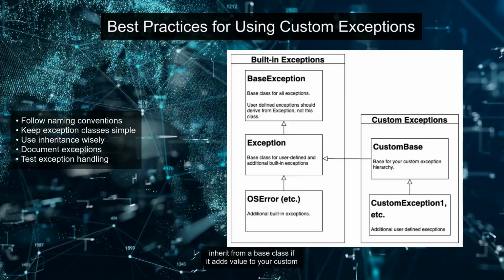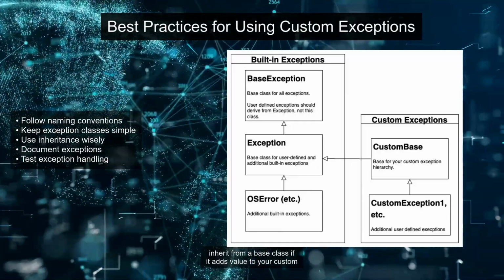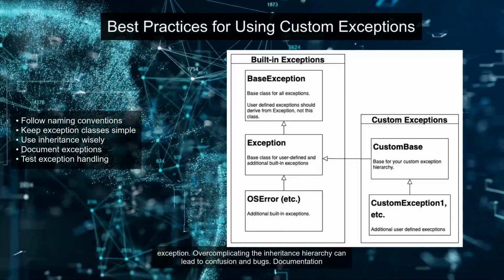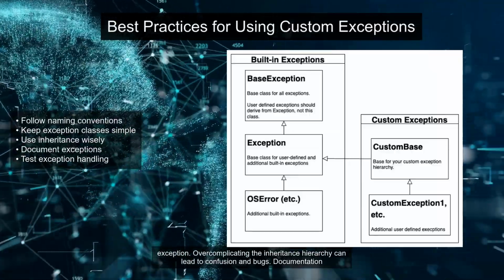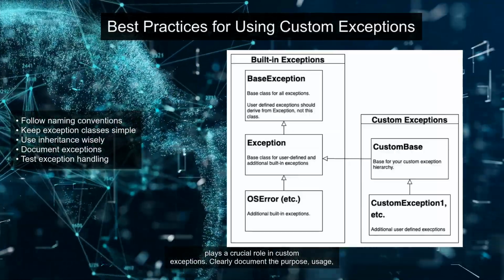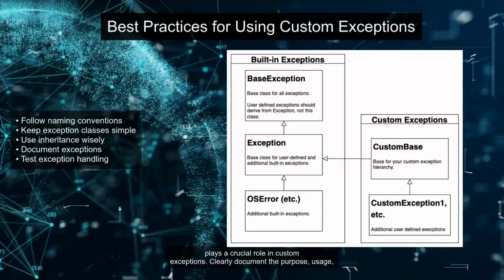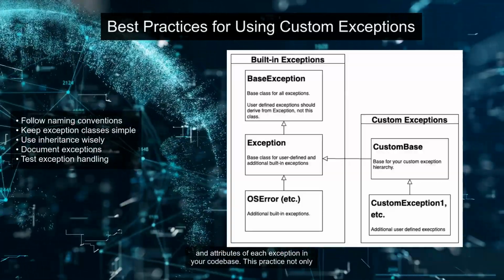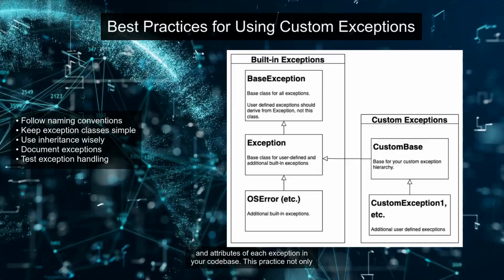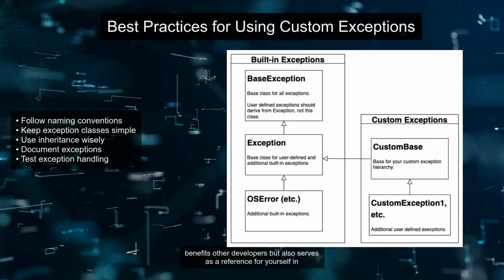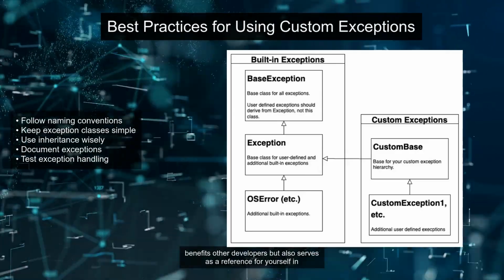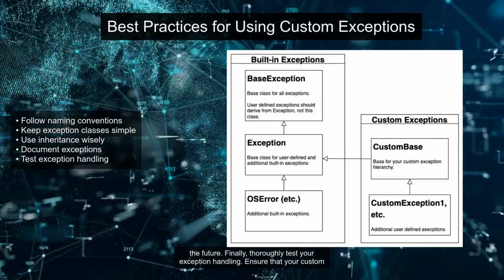When it comes to inheritance, use it wisely. Only inherit from a base class if it adds value to your custom exception. Overcomplicating the inheritance hierarchy can lead to confusion and bugs. Documentation plays a crucial role in custom exceptions. Clearly document the purpose, usage, and attributes of each exception in your codebase. This practice not only benefits other developers but also serves as a reference for yourself in the future.